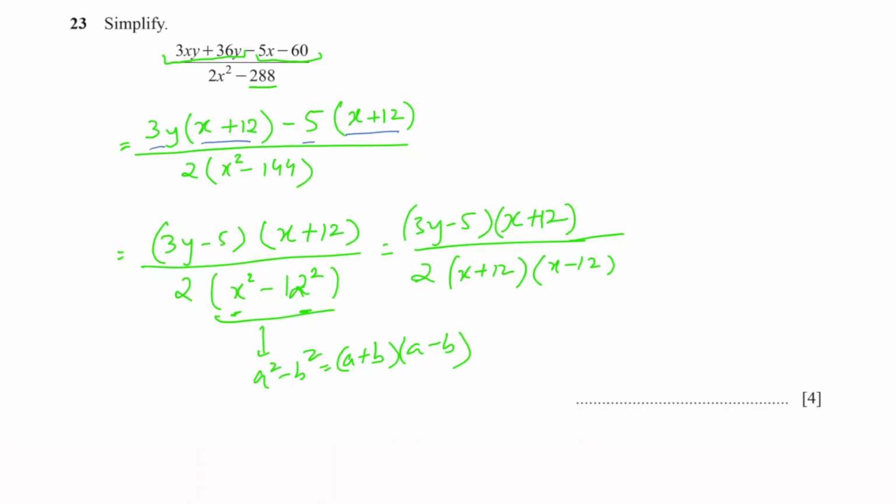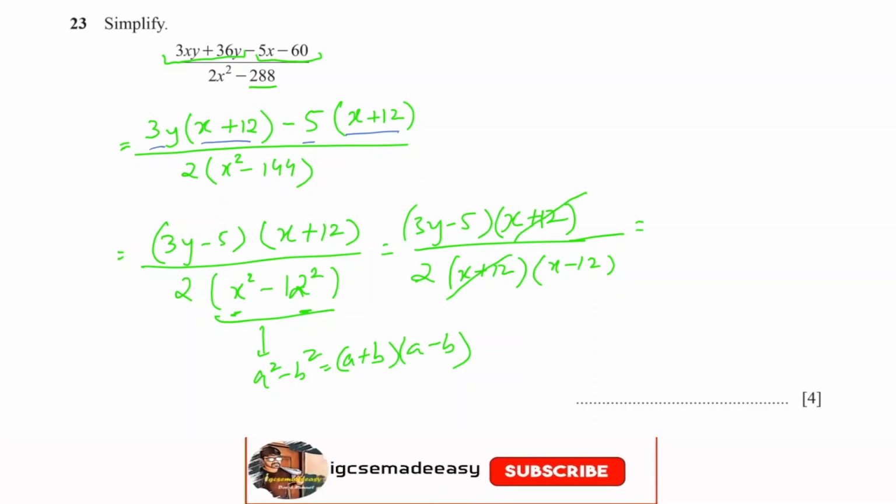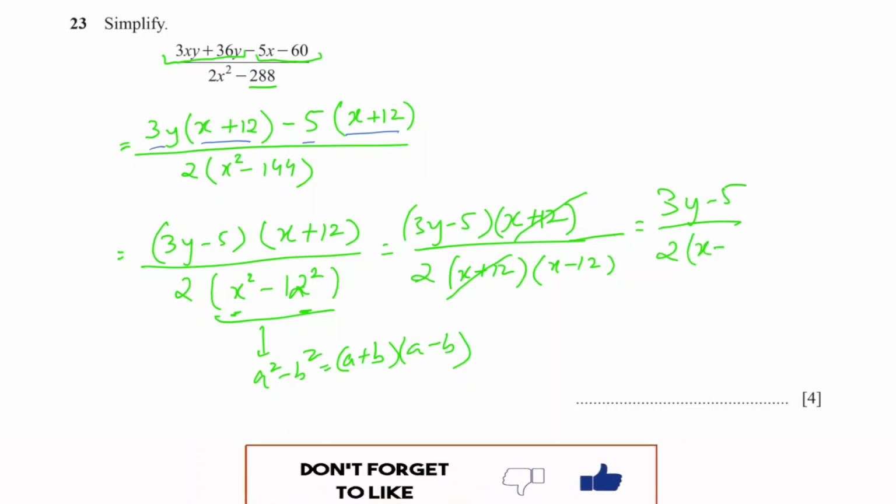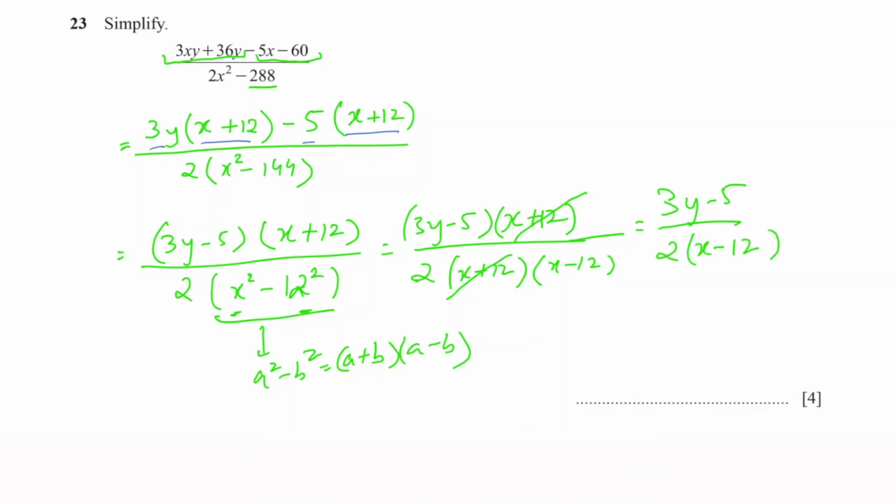Then we can cancel out x plus 12 and x plus 12. So we are left with 3y minus 5 divided by 2 into x minus 12. This we can split a little bit more. So this becomes 3y minus 5, and if I multiply, expanding the bracket, this becomes 2x, and 12 times 2 is 24. So our final answer is 3y minus 5 divided by 2x minus 24. So this is the end of the paper.